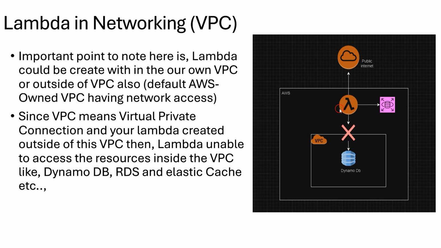One more thing: this Lambda can access the public internet, because it resides inside the AWS network, not within a VPC. I hope you understand what will happen if you create a Lambda outside a VPC. It can access the public internet, and it can access other AWS resources created inside the AWS network. But if the same resource was created inside a VPC, then Lambda will definitely fail.